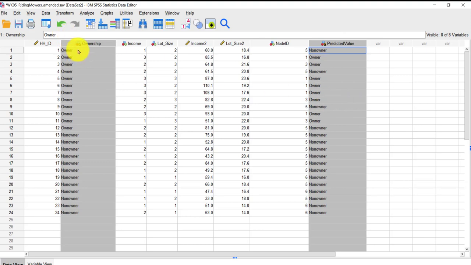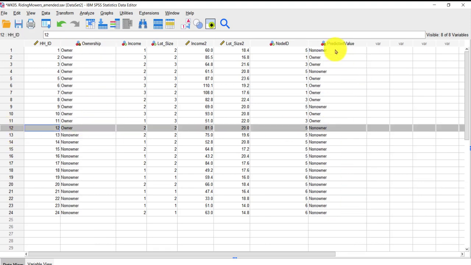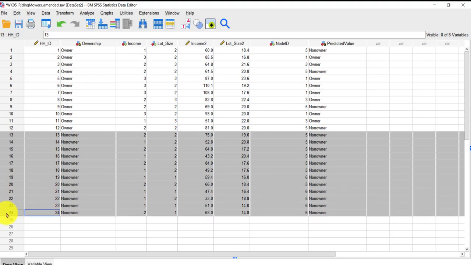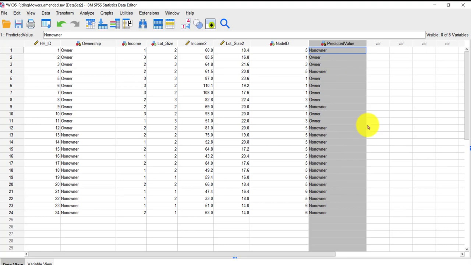For example, the first 12 observations are owners, but according to our model, non-owner and owner are kind of mixed. But interestingly, the model predicts non-owners correctly. And this kind of mixed outcome is common. That means prediction models cannot predict the outcomes 100% perfectly. So there are some errors like this, or misclassification like this.